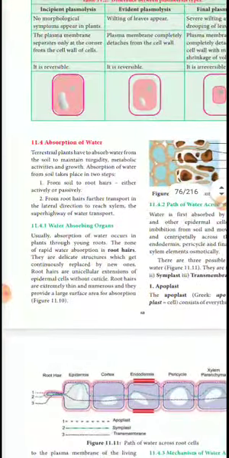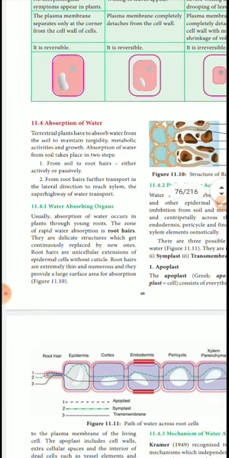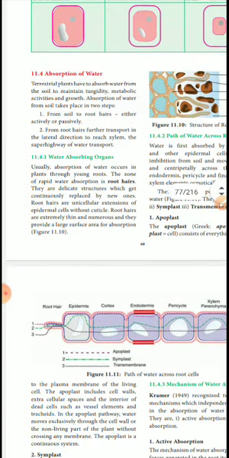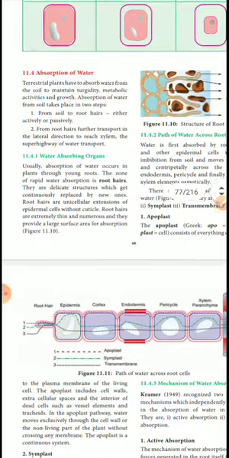So next, absorption of water from soil to root hair, either actively or passively. From the root hairs, water is further transported to the lateral side and then in the direction of the xylem, which is a super highway of water transport. Okay, next, the water absorbing organ. Usually absorption of water occurs in plants through the young root. The zone of rapid water absorption is the root hairs, so it is the surface of absorption.